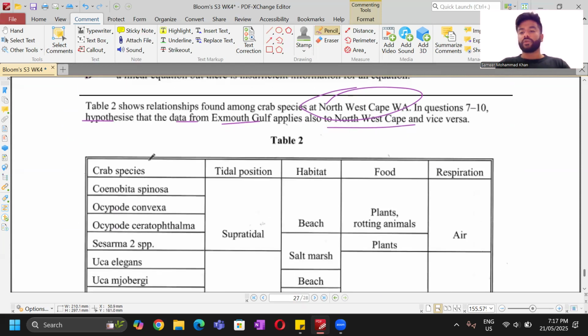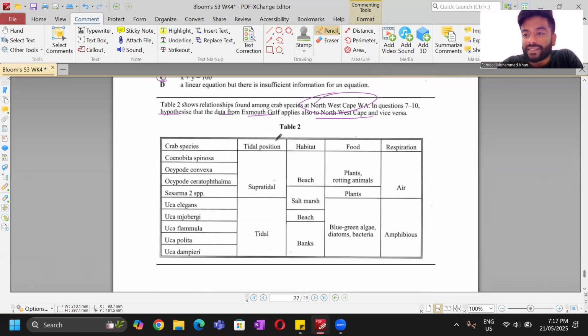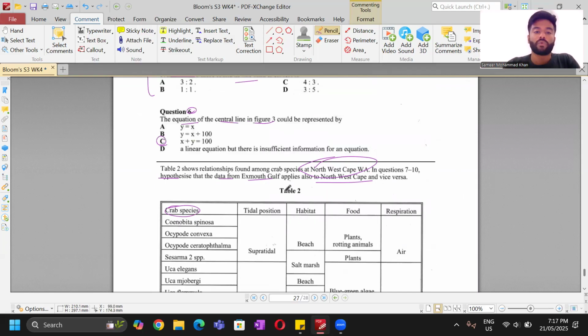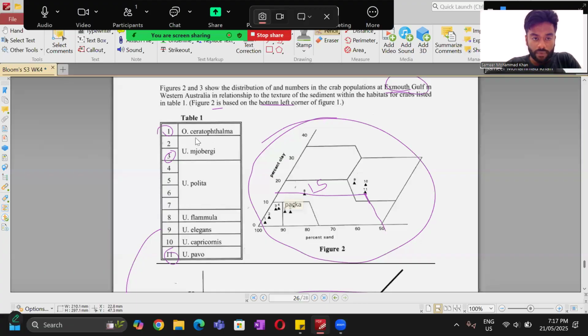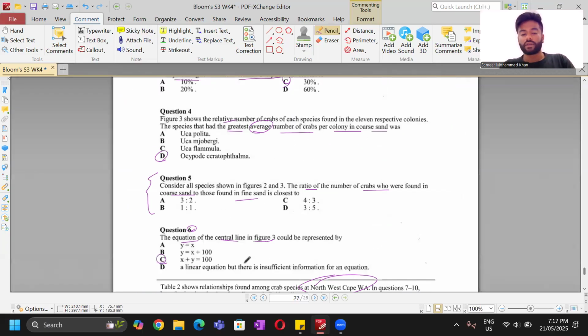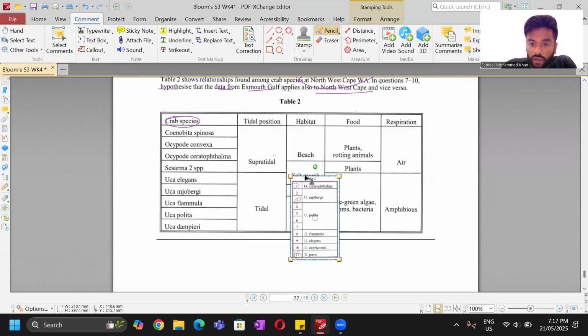But here, because we're dealing with a different company, you have an additional question stem, all right? So Northwest Cape, all the data from before and the logical rules apply to this, all right? So what do we notice? How do we seek relevance, okay? Tidal position is a new variable, habitat's new, food's new, respiration's new, but crab species, maybe there are some things in common with what we saw above, right? So let's bring the crab species from table 1 down below and look for relevance, okay? So what is the relevance that we see?